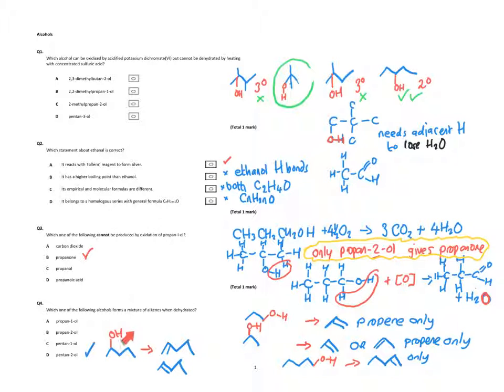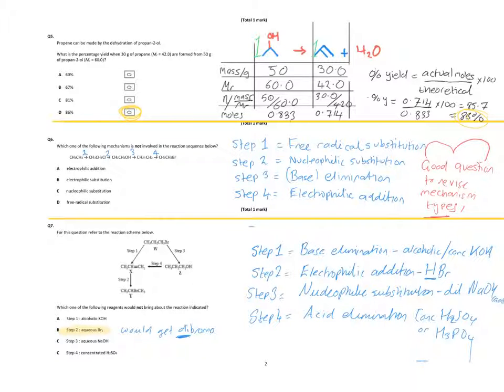With pentan-1-ol, if you remove the OH there and the adjacent hydrogen, you can only get pent-1-ene. However, with pentan-2-ol, if you take off the OH and this hydrogen, you get pent-1-ene. Or if you take off the OH here and this adjacent hydrogen, you get pent-2-ene. Question 5 is a typical easy percentage yield.